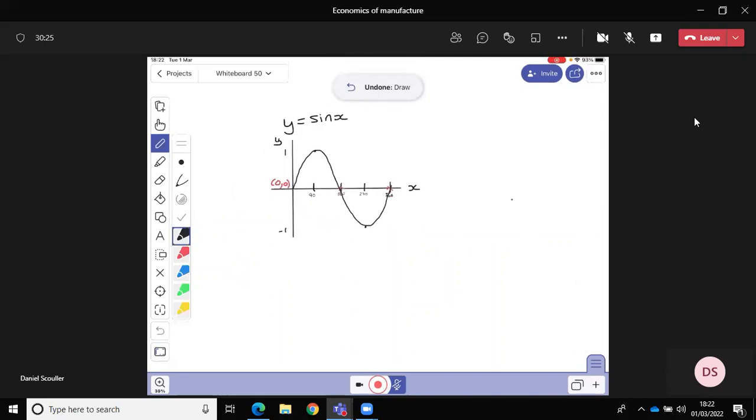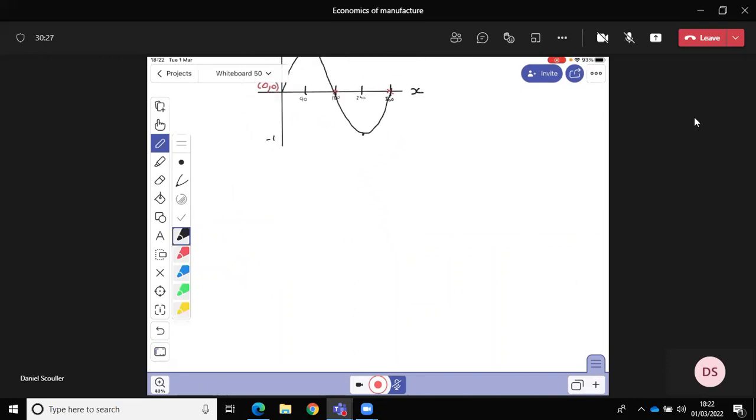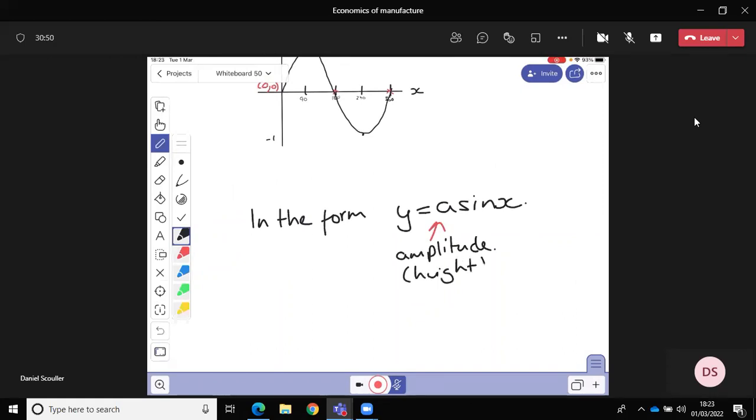So graphs, the type of graphs we looked at on Thursday, in the form y equals a sine x. That a is your amplitude, or your height.